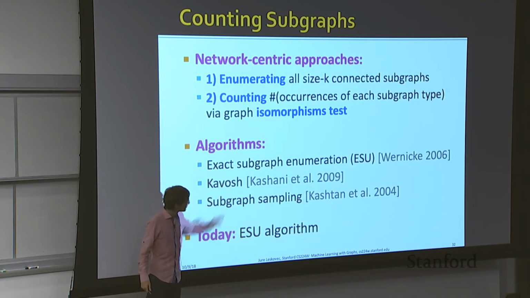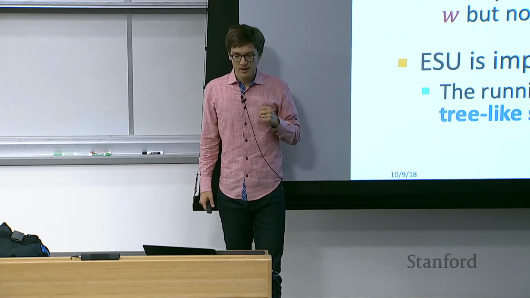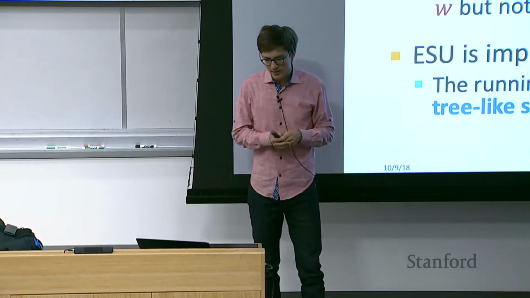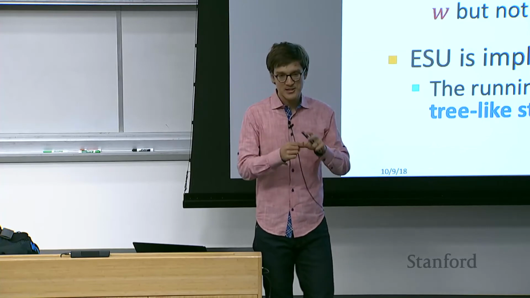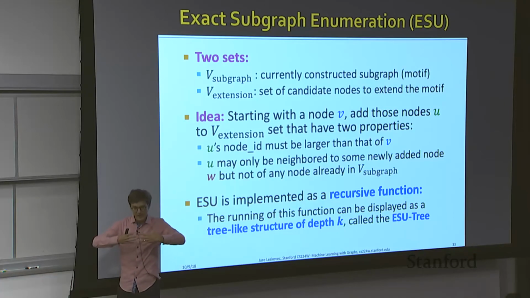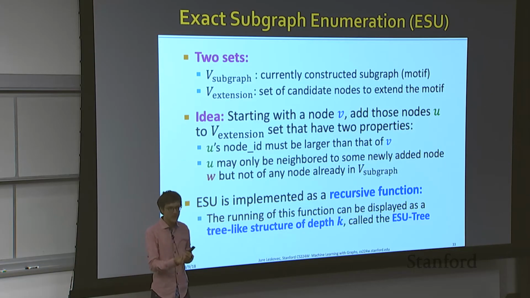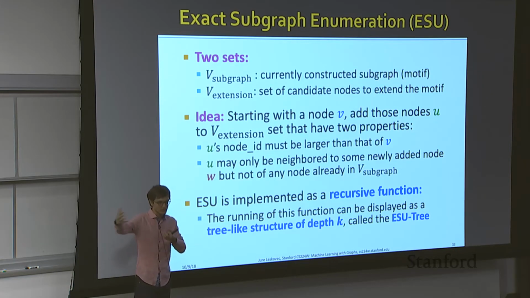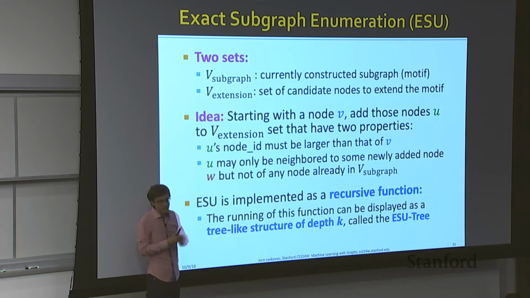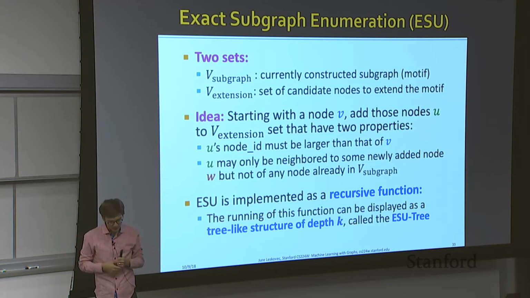This was published in 2006, I think. Okay? So this is called the ESU algorithm for exact subgraph enumeration. And this will be a recursive algorithm where we will have 2 sets. We will have a subgraph that we have built so far, and we will then have a set of nodes that will tell us where we can extend this subgraph. Okay, so we will be building this V subgraph from 1 node to 2 nodes, 3 nodes, and so on. V subgraph will be the subgraph we have already built, and V extension will be a set of nodes to which we can further extend this subgraph to make it 1 node bigger.